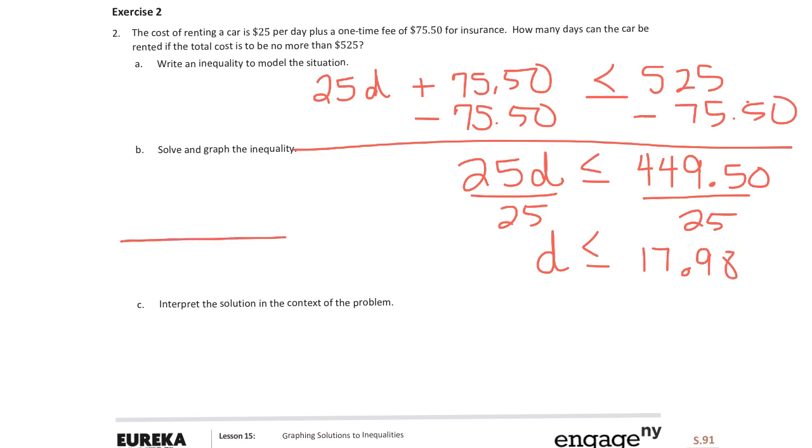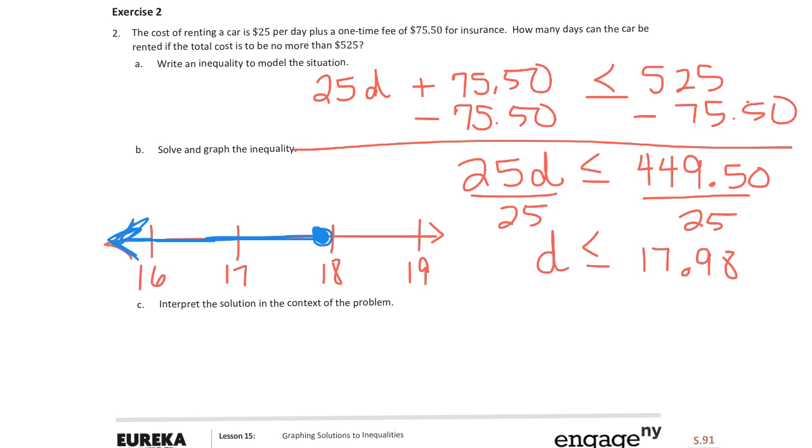So when I go to graph that, set up my number line, 16, 17, 18, 19, so I put a handful of numbers on there, and then 17.98. So that circle is going to be really close to 18, but not at 18. That one's probably not close enough. I want to be right touching it. There we go. And then because I have an equal bar, that needs to be shaded in. And then it is less than, so I'm going to shade to the left.